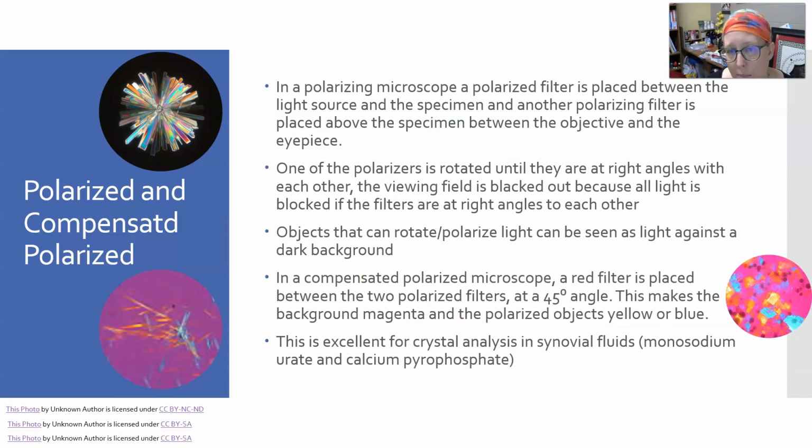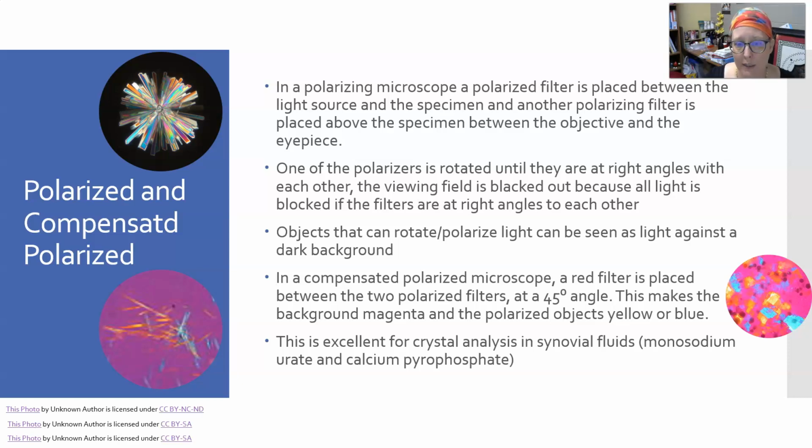So in a polarizing microscope, a polarizing filter is placed between the light source and the specimen, and then another one is placed above the specimen between the objective and the eyepiece. One of the polarizers is going to be rotated until they're at right angles. So if they're at right angles to each other, then light is completely blocked, right? And so the viewing field will be completely blacked out because both orientations of the light waves are blocked, okay?